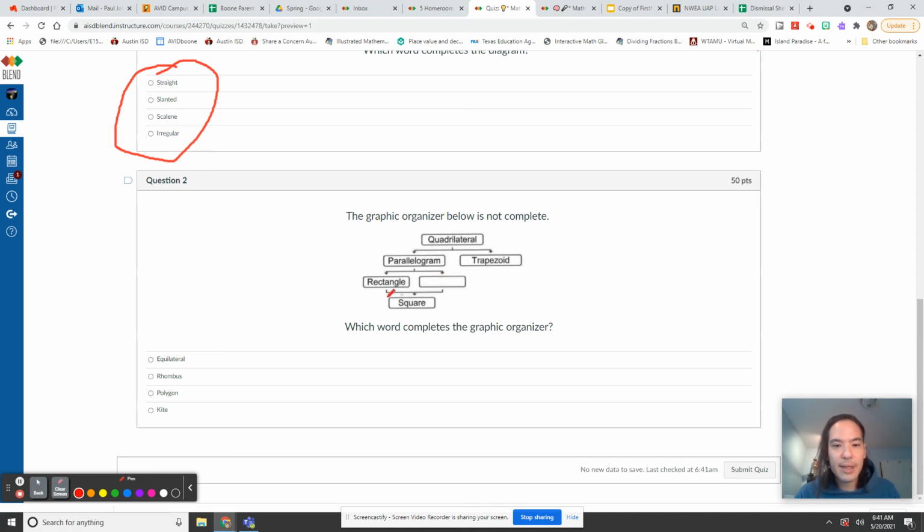The next thing that I have is square. So just remember, a square has to have four 90-degree angles and four congruent sides. So I think what needs to go here is a word that means a polygon with four congruent sides. So what was the polygon with four congruent sides? All right, that should be it.